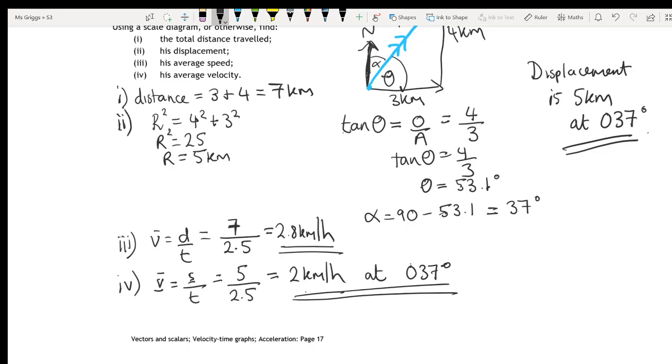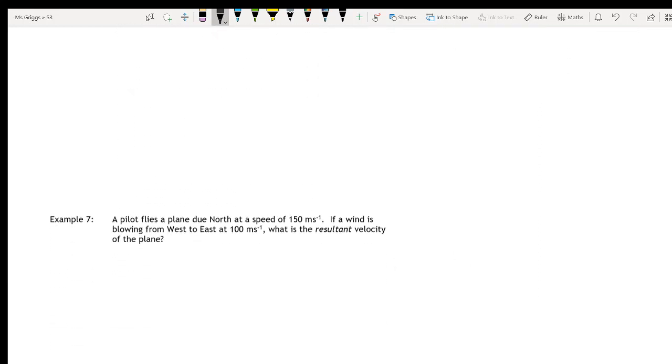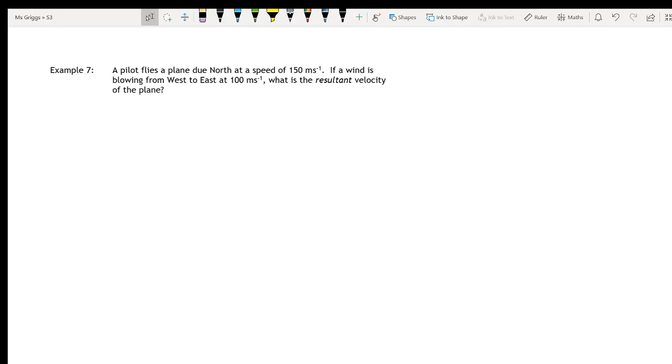Okay, one last question, and then I'm going to get you guys to have a go at it. So, example 7. A pilot flies a plane due north at a speed of 150 meters per second. If a wind is blowing from west to east, so in east direction, at 100 meters per second, what is the resultant velocity of the plane? Okay, so you do exactly the same thing as you would if it was displacement or distance. So we've got a plane flying due north at a speed of 150 meters per second.